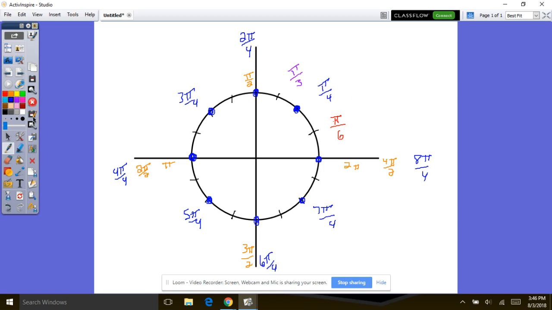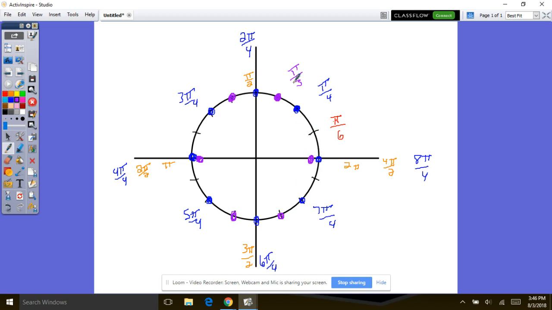All right, let's move to our pi over 3's, the purple. So pi over 3 is 60 degrees, same idea, but I'm going to count by 60s. That's pi over 3. This is like 120 here. I'm going to count another 60 here, here, and I'm back here.